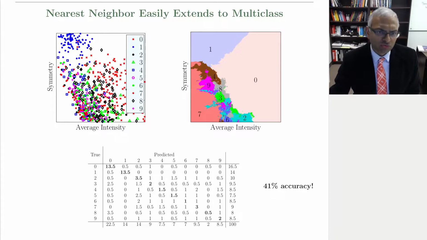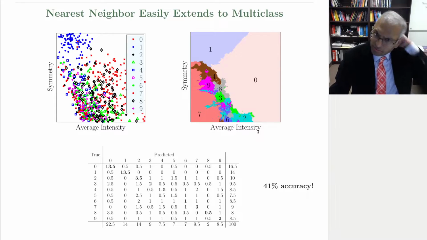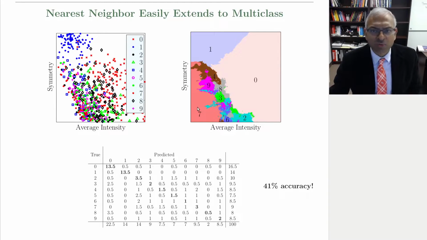And so with respect to average intensity and symmetry features, we can see what parts of your input space get classified as what digits. And here is the nearest neighbor classifier extended to multi-class. Now we might be able to do better with k-nearest neighbor, but we can see all the things that we expected to see.